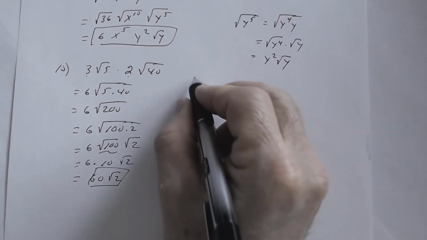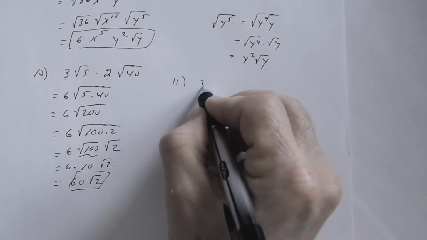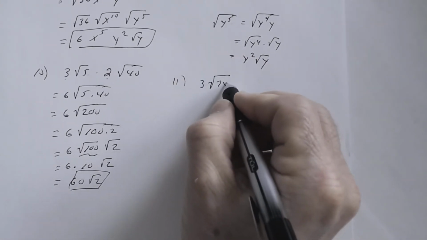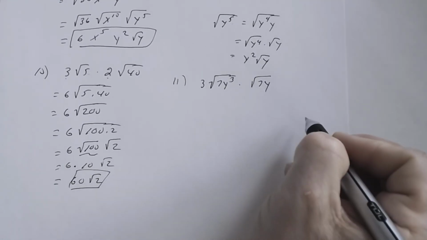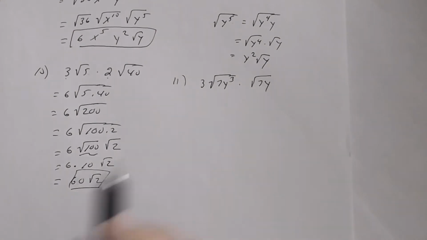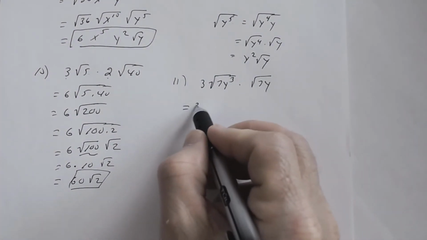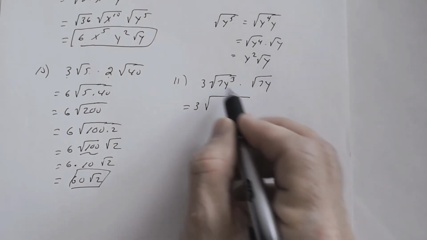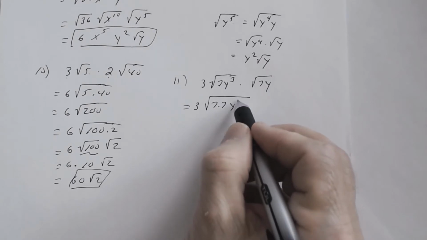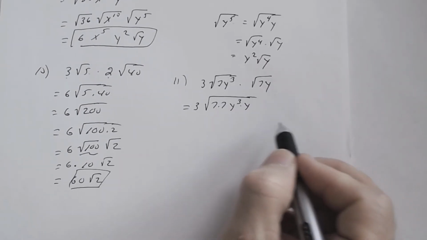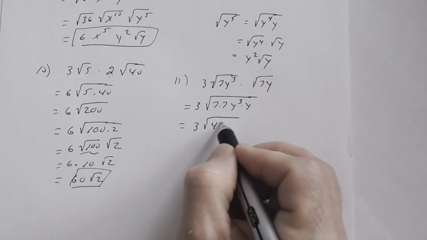So this is going to be number 11. Let's put number 11 here. So number 11, we have 3 square root of 7y cubed times the square root of 7y. All right. So let's use the product rule on here. So this is going to become 3 times the square root of 7 times 7. And then times y cubed times y, right? Okay, so I get 3 times the square root of 7 times 7 is 49.